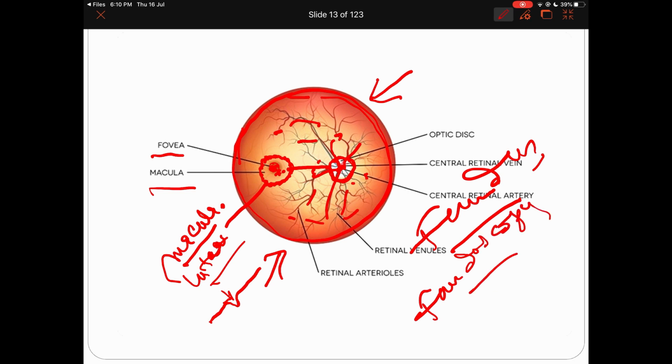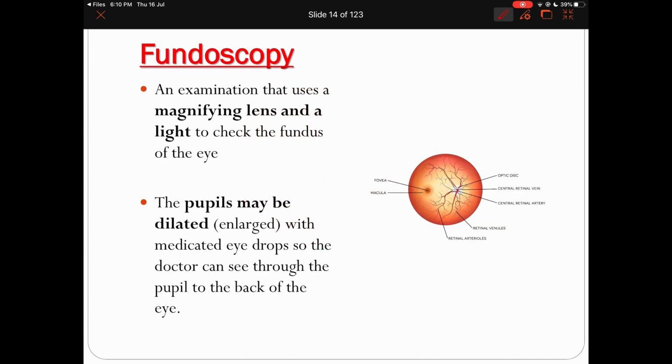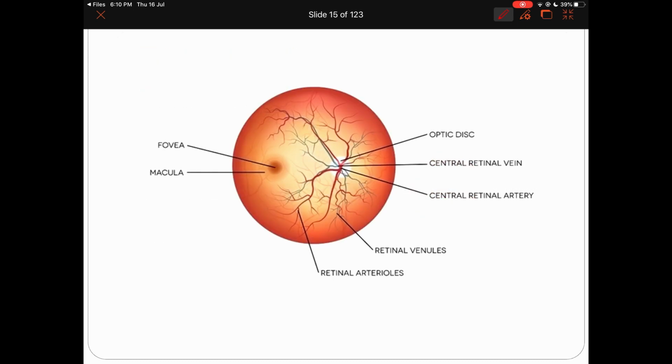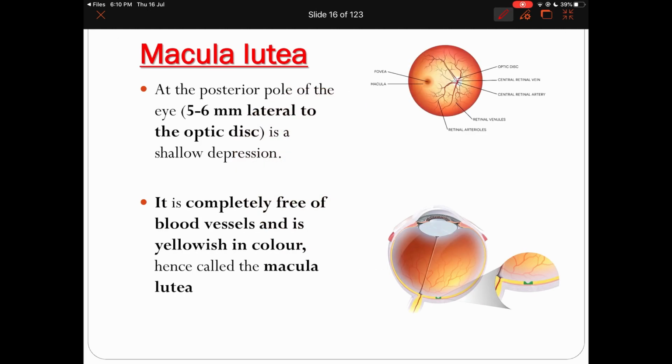And through fundoscopy you can see all these arterioles. The central artery of the retina is coming here, so a dot will be there, and the central vein should also be there. You can also see the retinal venules and retinal arterioles through the ophthalmoscope, with the magnifying lens and the light. But I told you that to prevent pupillary constriction and keep the pupil enlarged, medicated eye drops of homatropine or atropine, which are parasympathetic antagonists, are instilled in the conjunctival sac a few minutes before the examination.